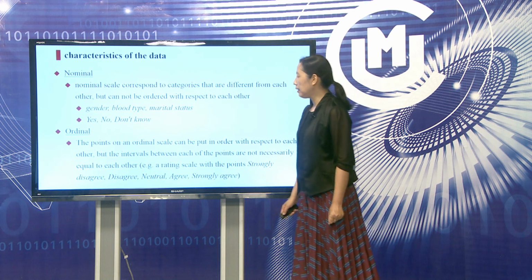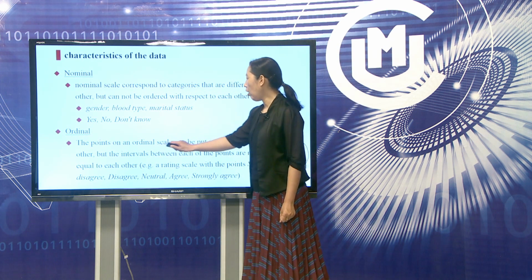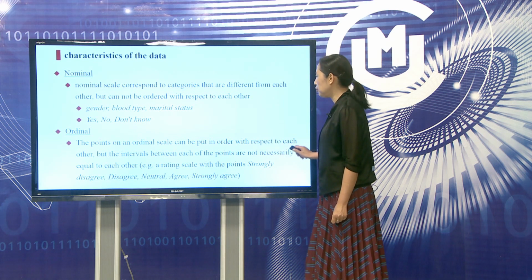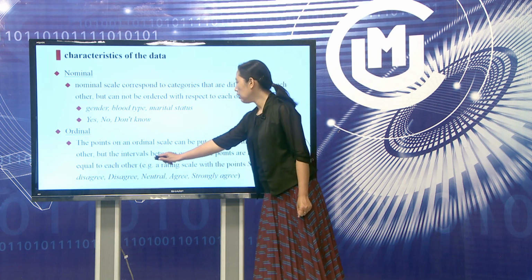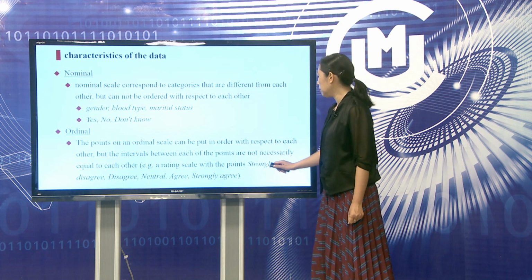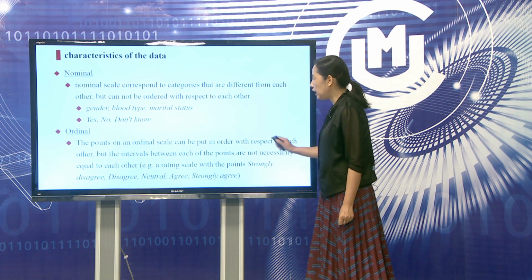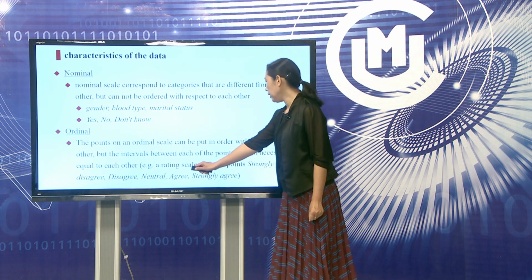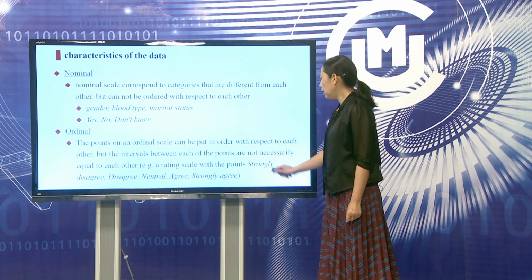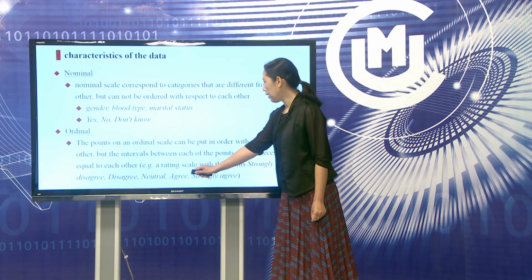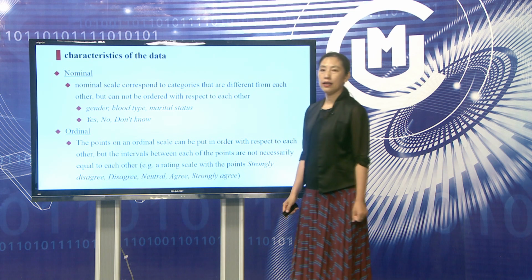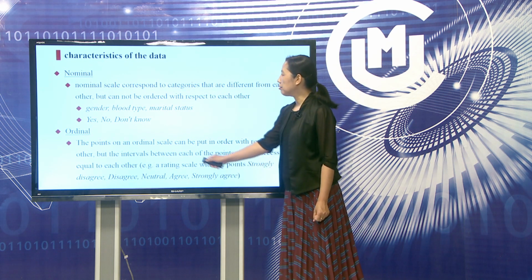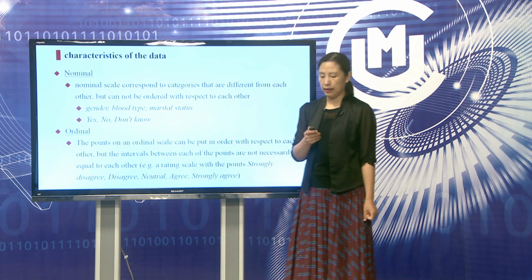And ordinal data means the points on an ordinal scale can be put in order with respect to each other, but the intervals between each of the points are not necessarily equal to each other. Such as a rating scale with the points strongly disagree, neutral, agree, strongly agree, this kind of Likert scale. So just remember, for a Likert scale, the data should be ordinal data.